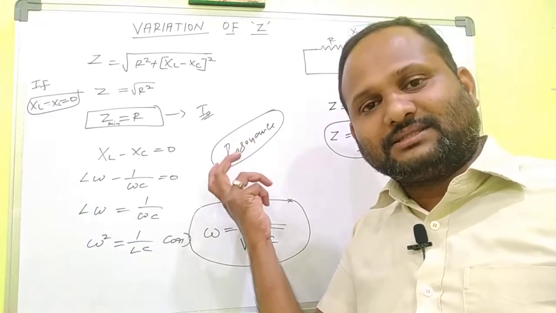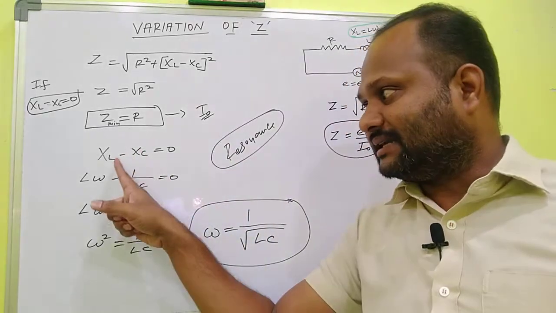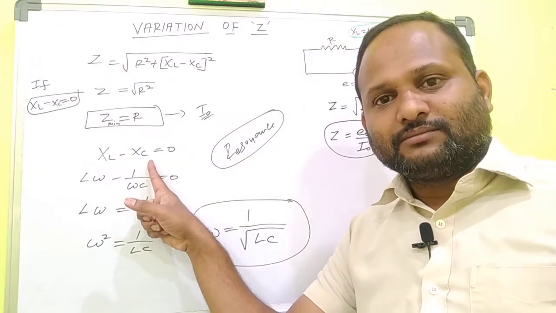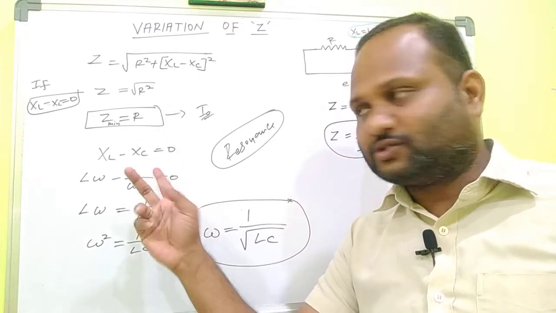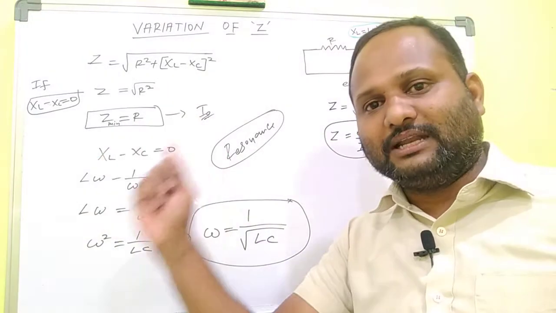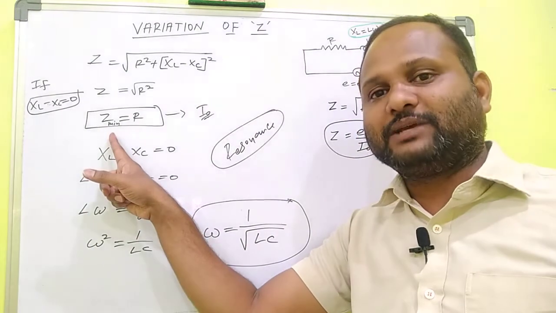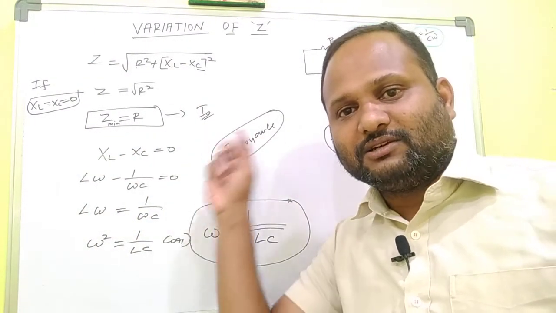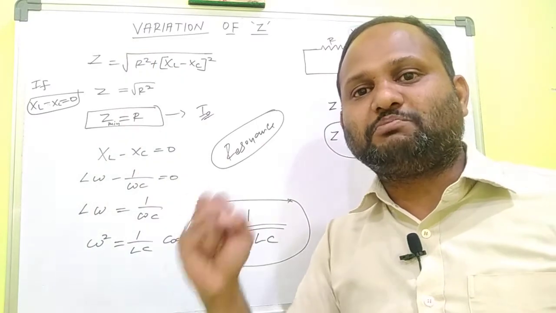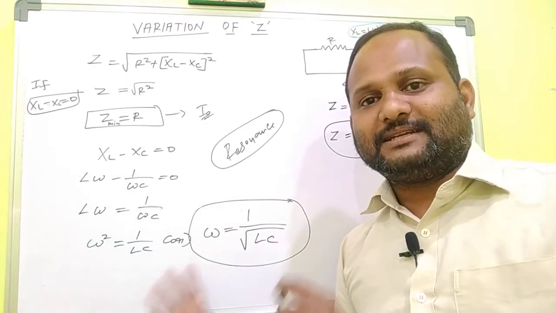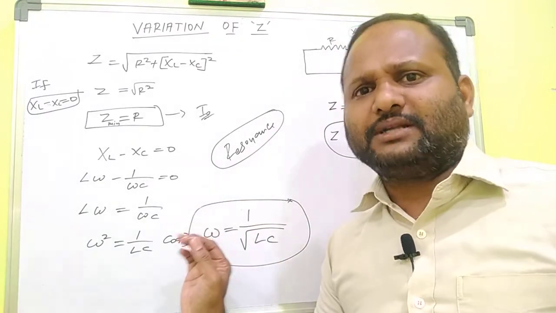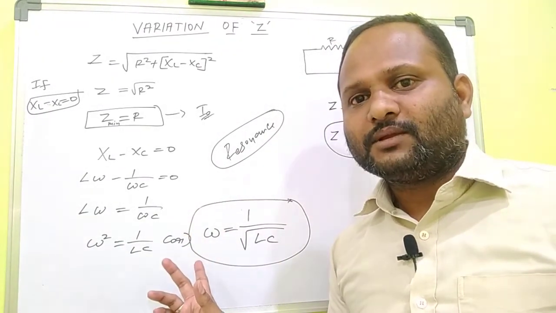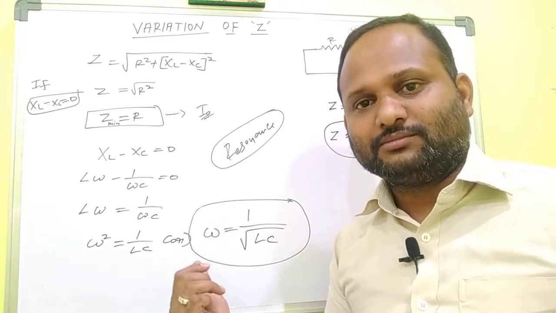During this resonance condition, XL minus XC equals 0. The opposition given by the inductor and the capacitor cancel each other out, so the resistance is the only opposition. That means the impedance becomes minimum and the current flowing through the circuit becomes maximum. That is the resonance condition. That is the speciality of resonance. That is one of the most important terms we have learned. What is resonance? We know.